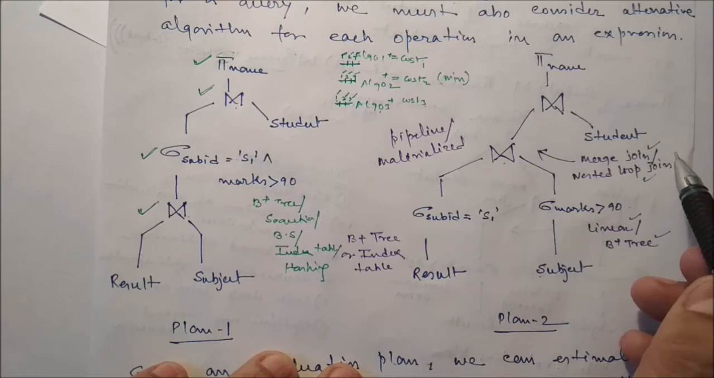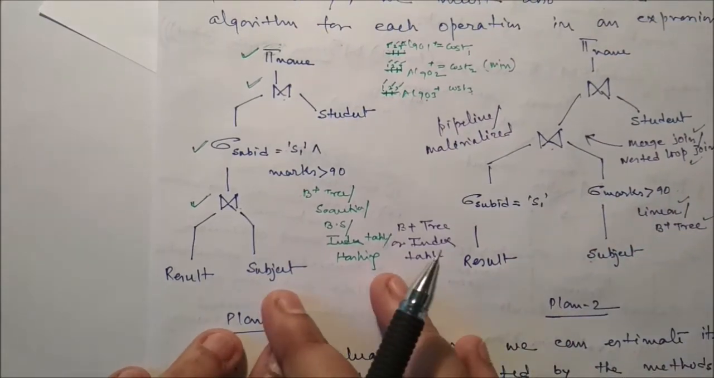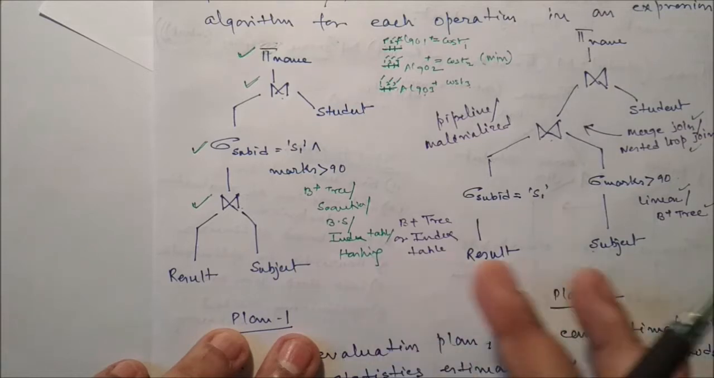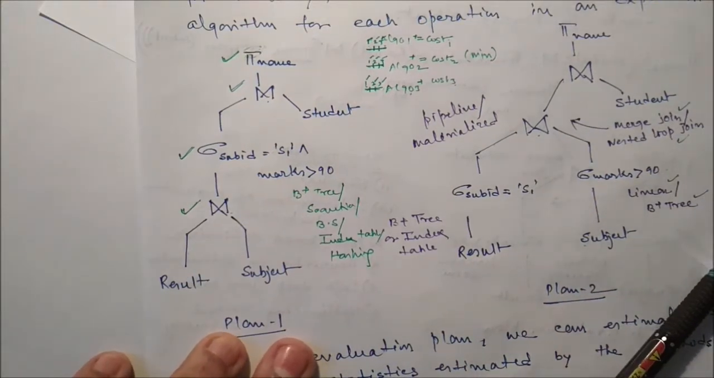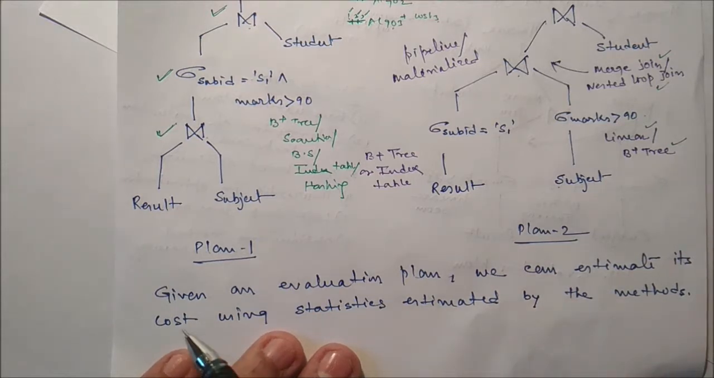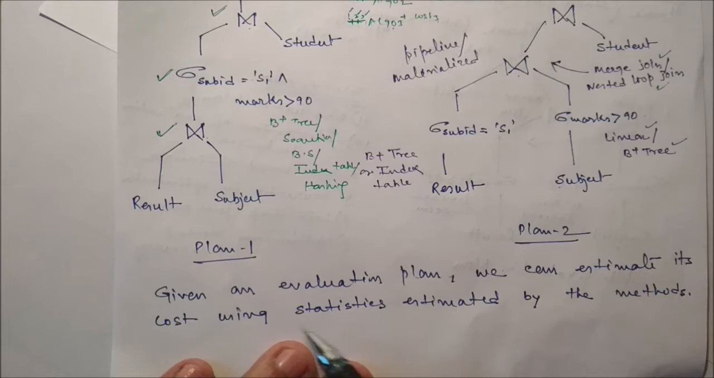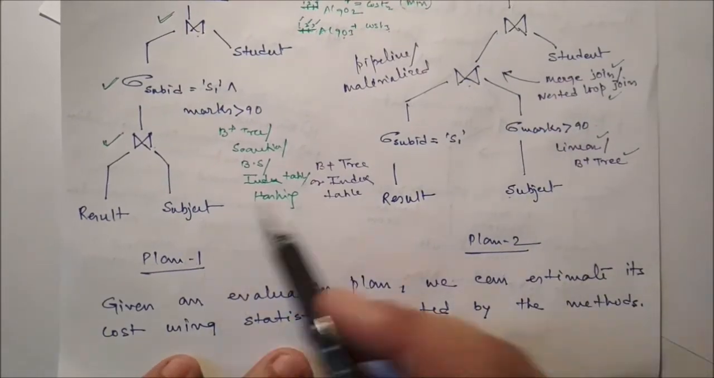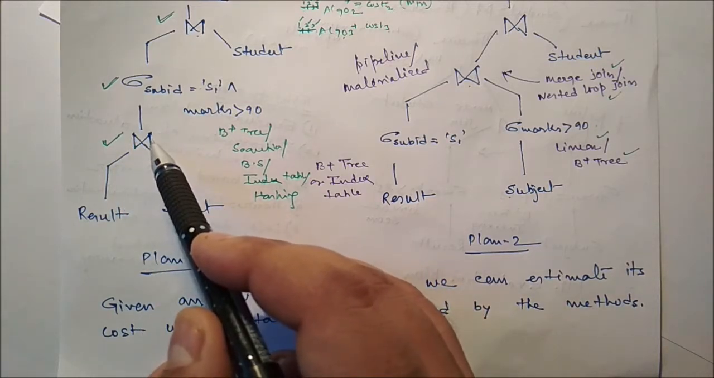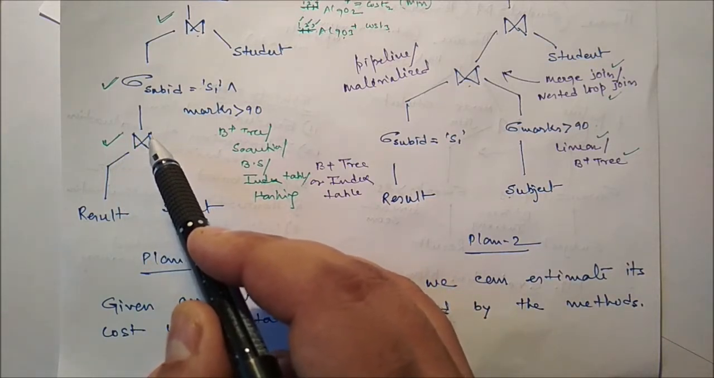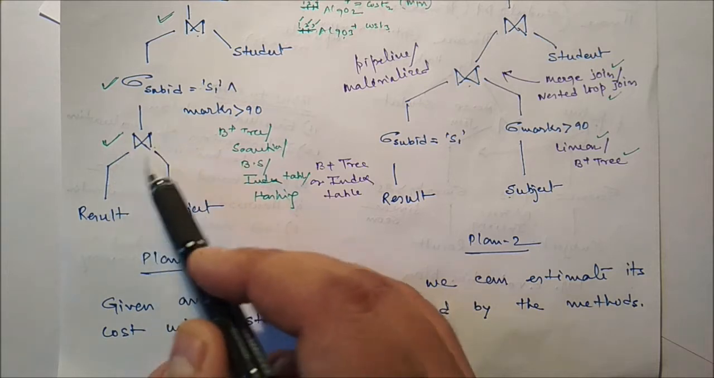So here alternative expressions are there along with alternative algorithms to implement each expression. Now, given an evaluation plan, we can estimate its cost using statistics estimated by the method. So here we have applied the merge, and we have to calculate the statistics of this particular merge.